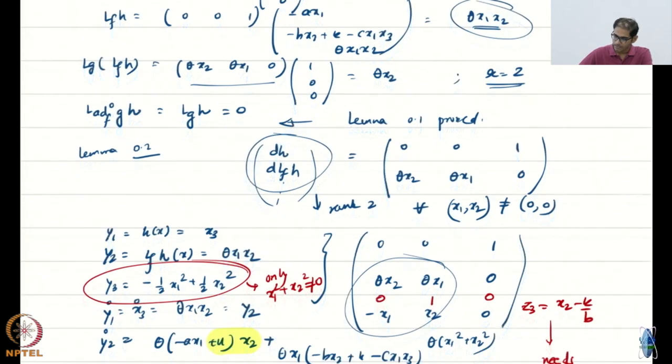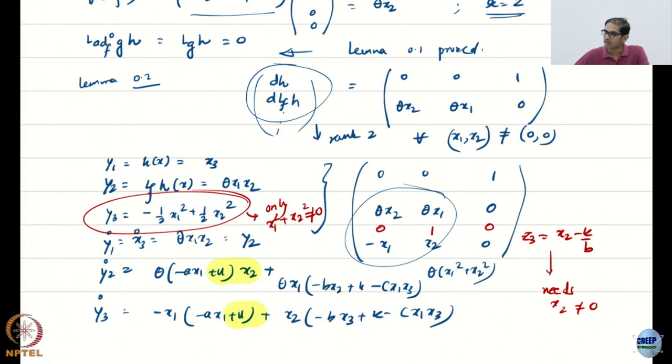But remember, this was a restrictive choice, because this was a valid choice only when x2 is non-zero. This is a valid transformation only if x2 is non-zero, so it's a slightly more restrictive choice. Here we had the freedom of having either x1 or x2 non-zero. Anything being non-zero was good enough for here. But here, no. We definitely need x2 to be non-zero. But although this is a restrictive choice, it still gives us the normal form, which is why this is also an important transformation.